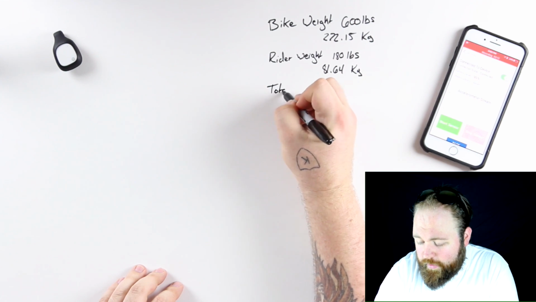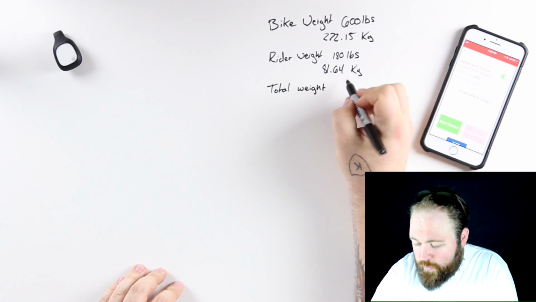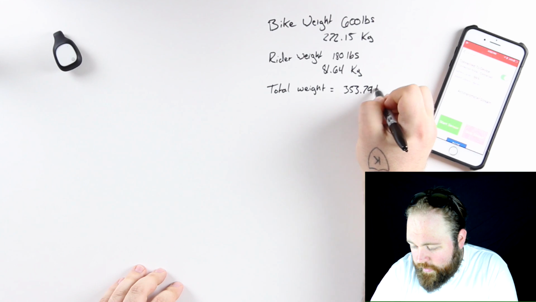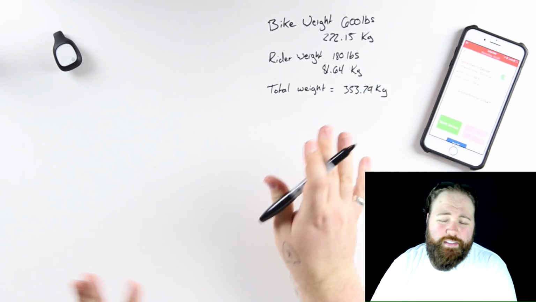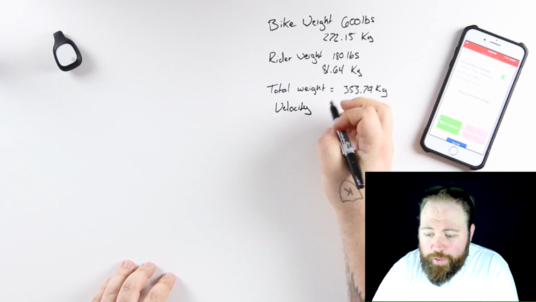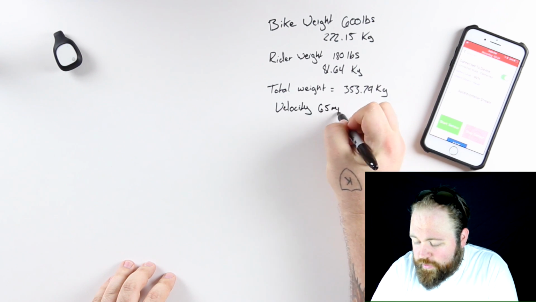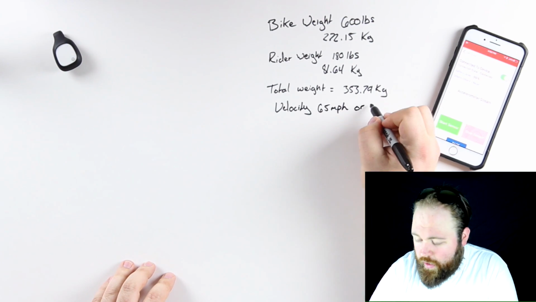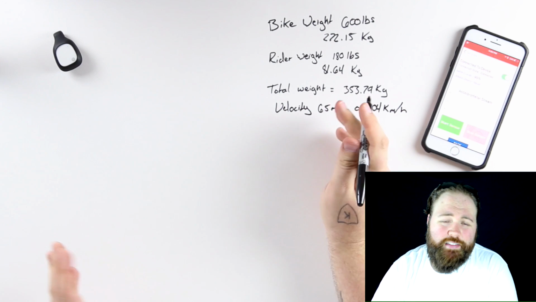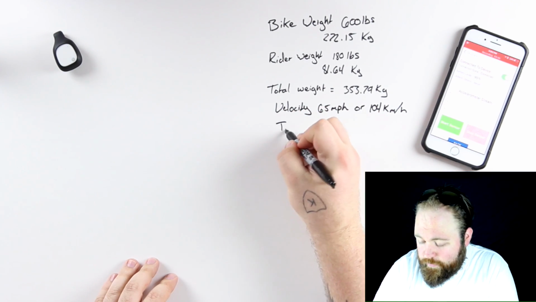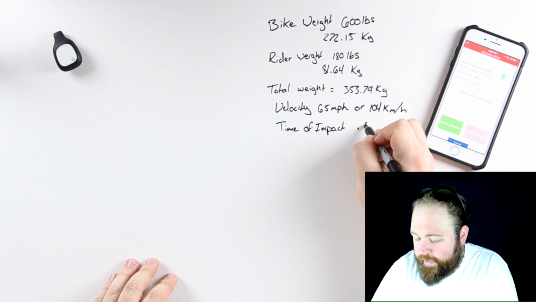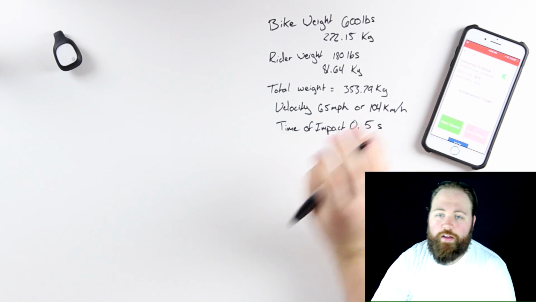Okay, so now we're halfway there. That makes the total weight equal to 353.79 kilograms. Okay, so the next thing we need to do is the velocity, or how fast you're traveling. We're going to say we are on a freeway, so the velocity is going to be 65 miles per hour, or 104 kilometers per hour. And the last thing we need to know is the time of impact. We're going to say that was half a second, or 0.5 seconds.